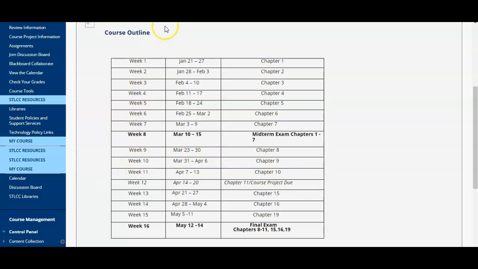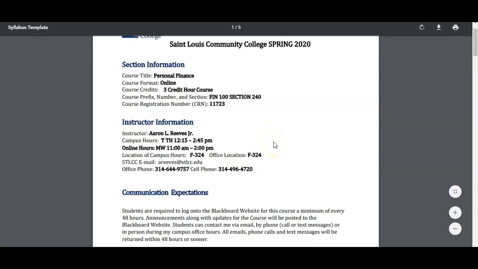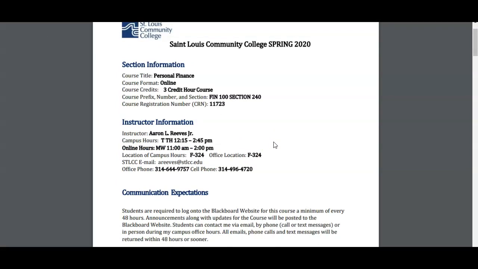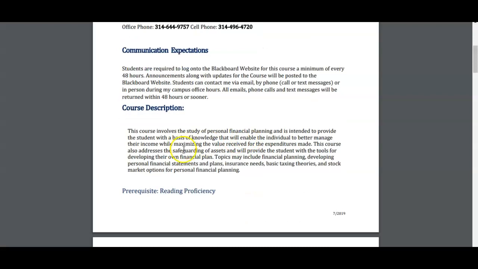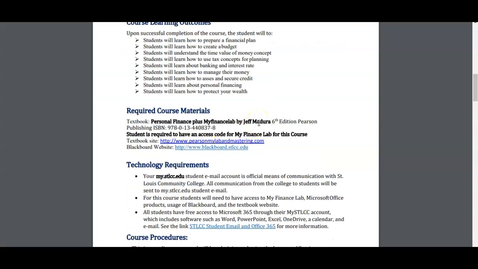But again, this allows you to see exactly which chapters we're going to cover during each week of the spring 2020 semester. On the syllabus, please review the syllabus thoroughly. It has information about the course itself, about your instructor, description of the course, the learning outcomes, and then there's information about the required course material. The required textbook is Personal Finance plus My Finance Lab by Jeff Medora, the 6th edition. So for this course, you're required to have an access code for My Finance Lab.